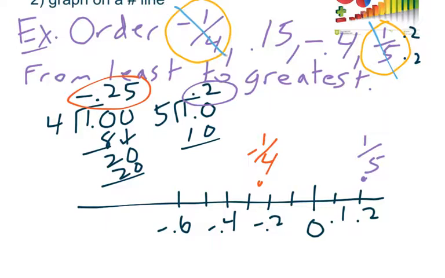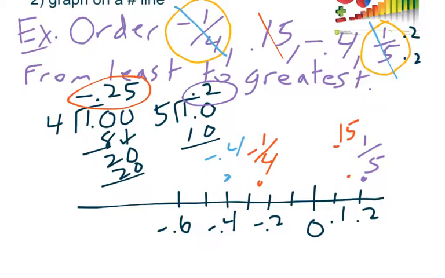0.15, that is in between the 0.1 and the 0.2, halfway. So 0.15 goes there. And then my last one is -0.4. That's just right here. And now they are from least to greatest as I read them from left to right.